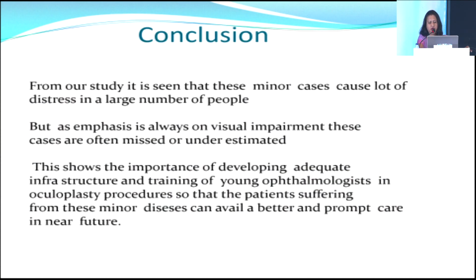Now, coming to the conclusion, from our study it is seen that these minor cases cause a lot of distress in a large number of people. But as we always emphasize visual impairment, that is mainly cataract, these cases are often missed and underestimated. Now, if we see properly, there is no already established study, and when we search the internet, there is no study regarding the incidence and profile of minor cases. But our study shows the importance of developing adequate infrastructure and training of young ophthalmologists in oculoplasty procedures so that patients suffering from these minor cases can avail better and prompt care in the near future.